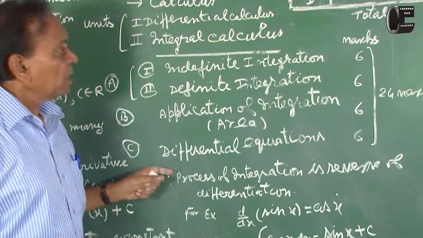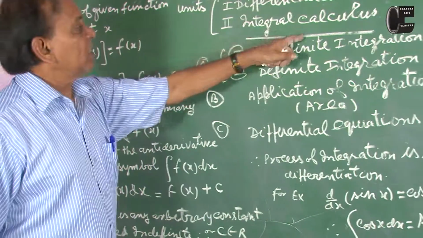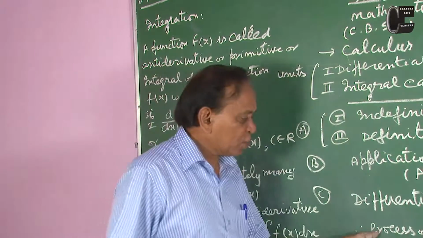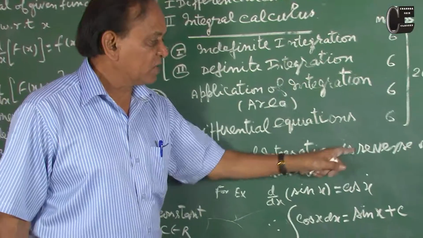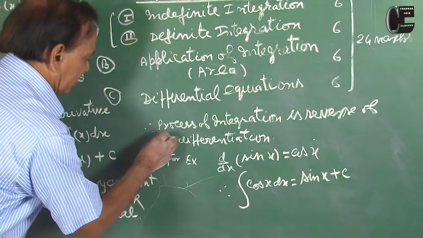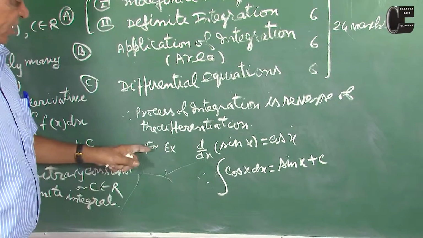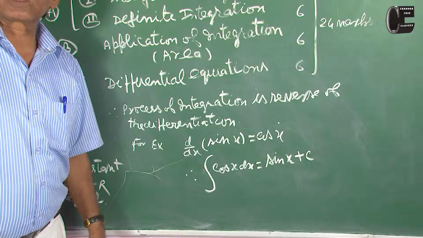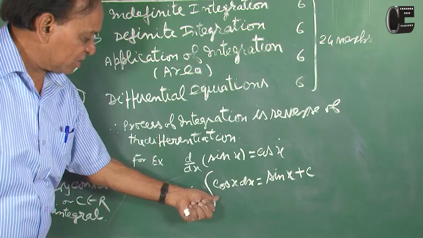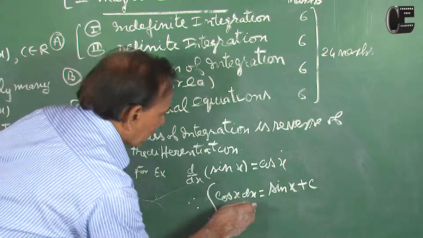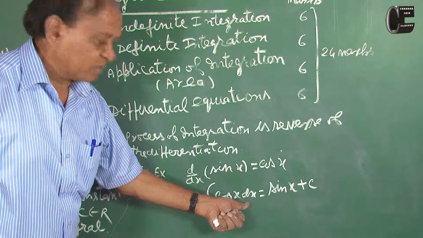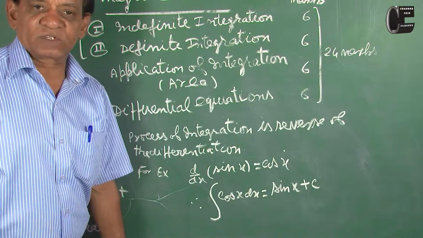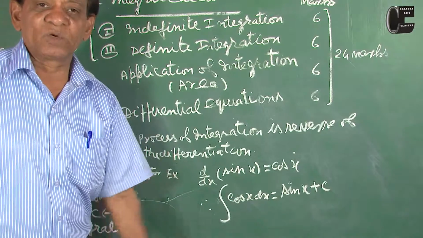Now, we are taking integral calculus. What is integration? The process of integration is the reverse of differentiation. Let us say d by dx of sin x equals cos x. We know this very well. This can be written like this: the integration of cos x dx will be sin x plus c, where c is an arbitrary constant. It may take any value in the real numbers.